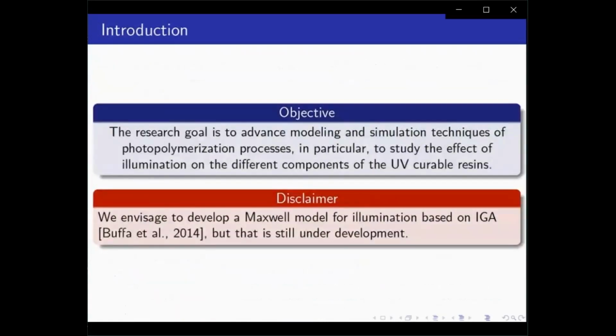The relation between illumination and photopolymerization is still very incomplete. Currently, there are no simulation techniques which account for the full photopolymerization process, and only scan simulation tools are available. So our goal is to advance modeling and simulation technique of the photopolymerization process, in particular, to study the illumination effect on the different components of ultraviolet cured resins. I would like to disclaim presenting the isogeometric analysis part. We envisage developing a Maxwell model for illumination based on isogeometric analysis, but that's still under development.